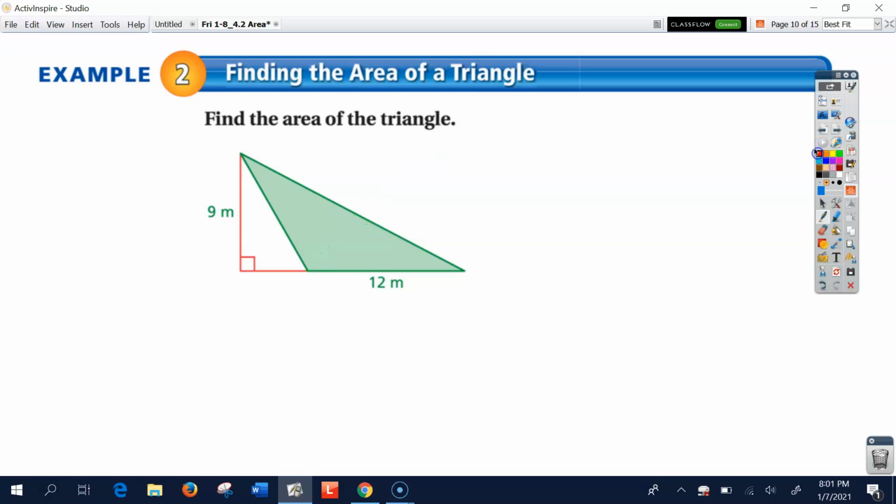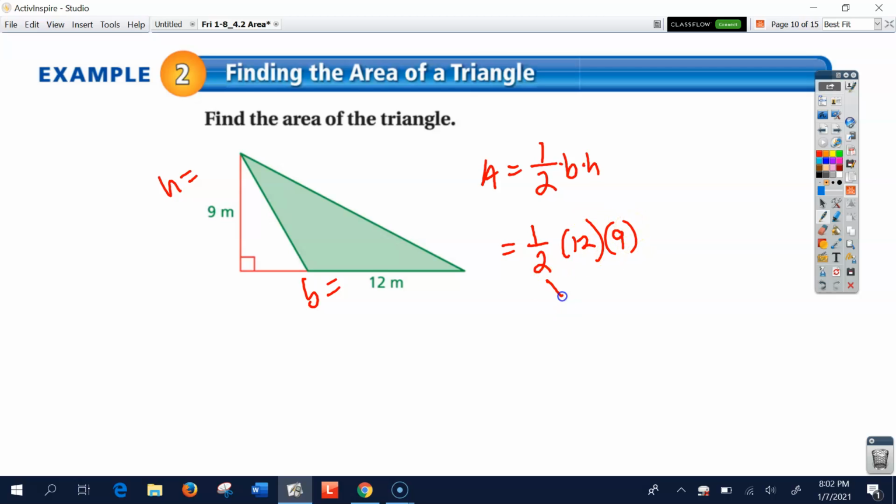So I'm going to call this the base, the 12, and then notice that from the top of the triangle down to the bottom is 9 meters. That is the height. It is the measurement that is perpendicular to the base. And then I write my formula. Area equals base times height divided by 2. I think for this one, I'm going to do the 1/2 base times height. Okay, so let's do one where I show 1/2 times base times height. And so I'm going to plug in 1/2 times 12 times 9.